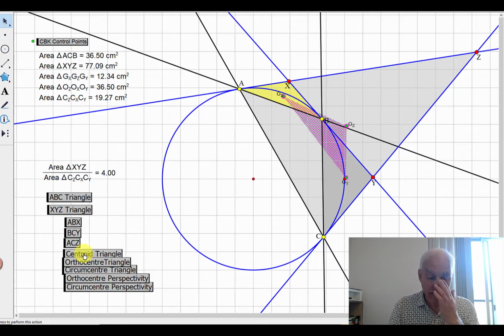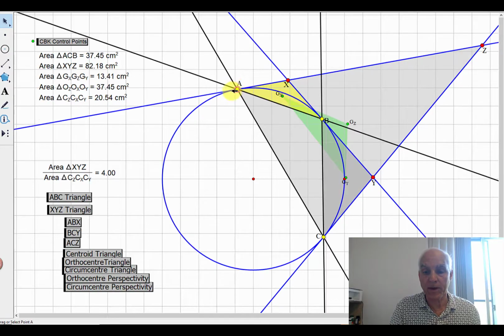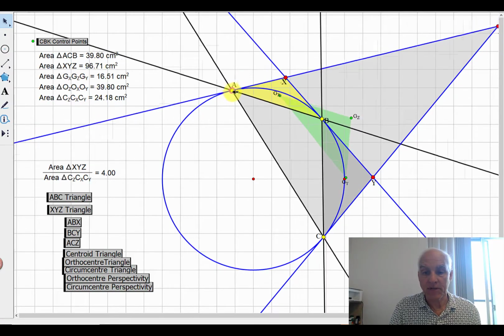And I'm using Geometer's Sketchpad here, which is an alternative to GeoGebra. It's been around for quite a while. It's quite attractive. It allows me to conveniently display and hide and show these various things. So this here in green, we have G sub X, which is the centroid of this triangle, G sub Z, the centroid of the big triangle, G sub Y down here, the centroid of this triangle here. Okay, so those are the centroids.